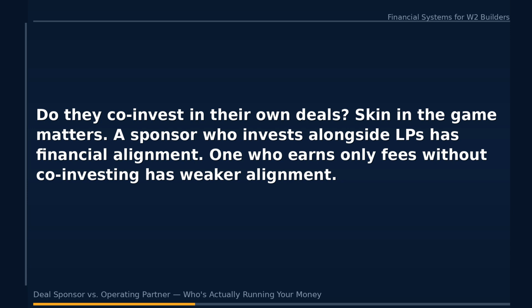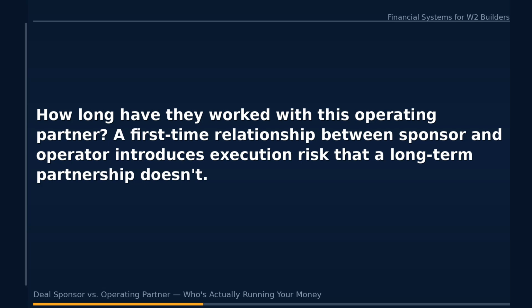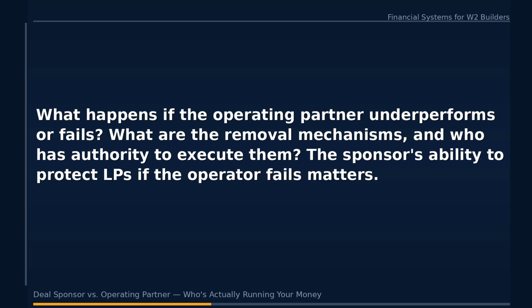How long have they worked with this operating partner? A first-time relationship between sponsor and operator introduces execution risk that a long-term partnership doesn't. What happens if the operating partner underperforms or fails? What are the removal mechanisms, and who has authority to execute them? The sponsor's ability to protect LPs if the operator fails matters.